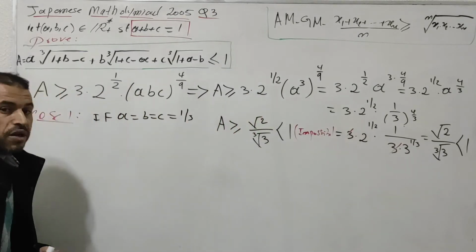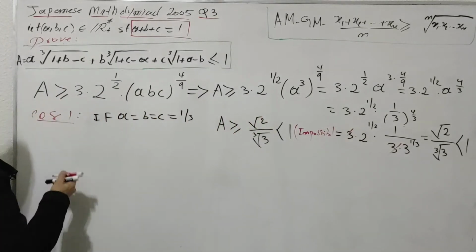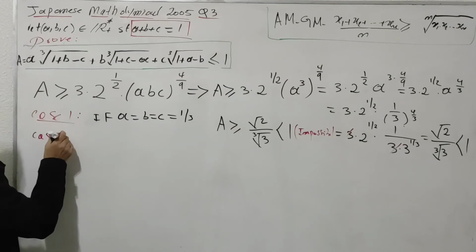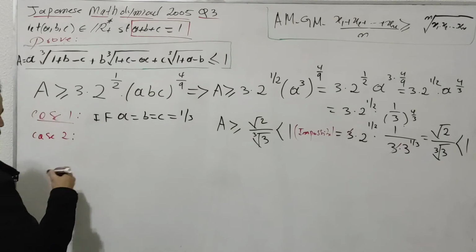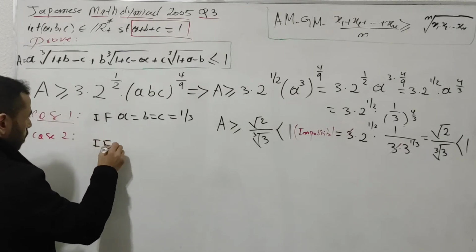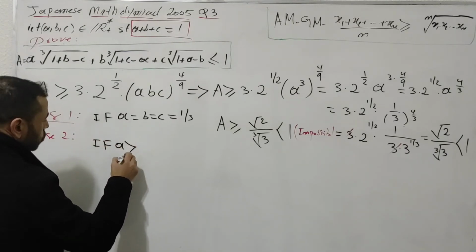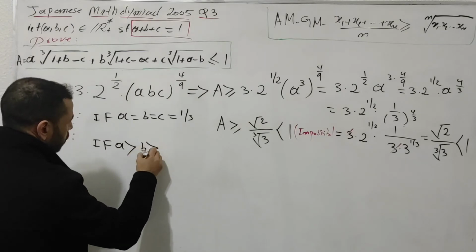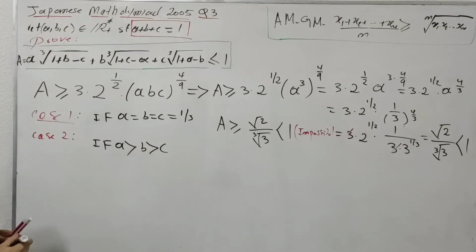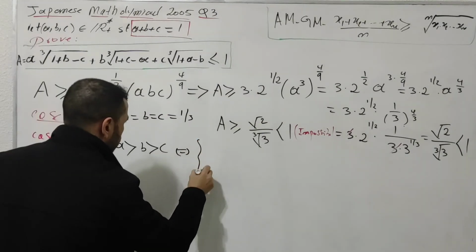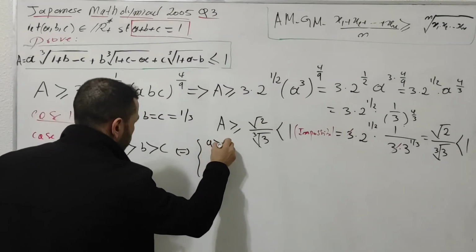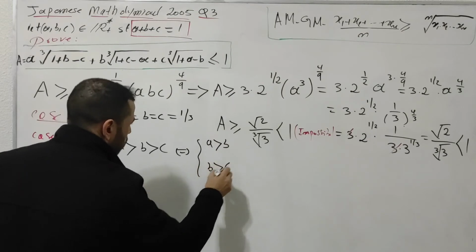So let's consider the second case. Case number 2. For the case number 2, if A is strictly superior than B, which is strictly superior than C. Now we see what's going to happen. Now this is equivalent: A strictly superior than B and B strictly superior than C.